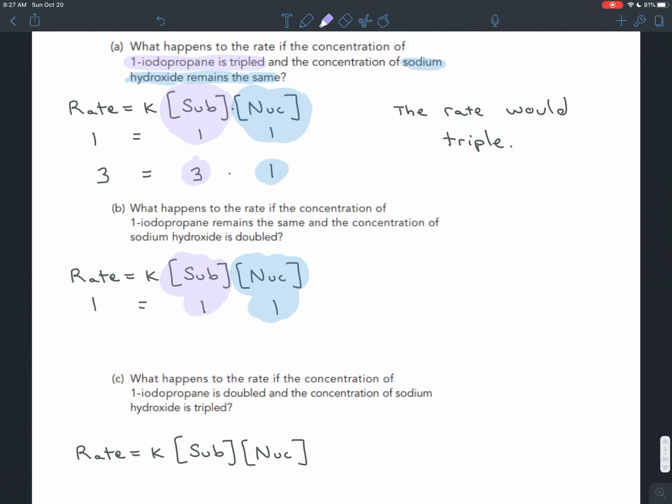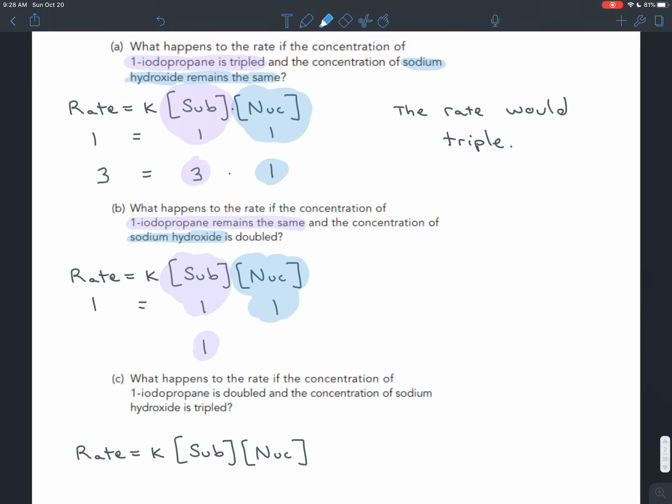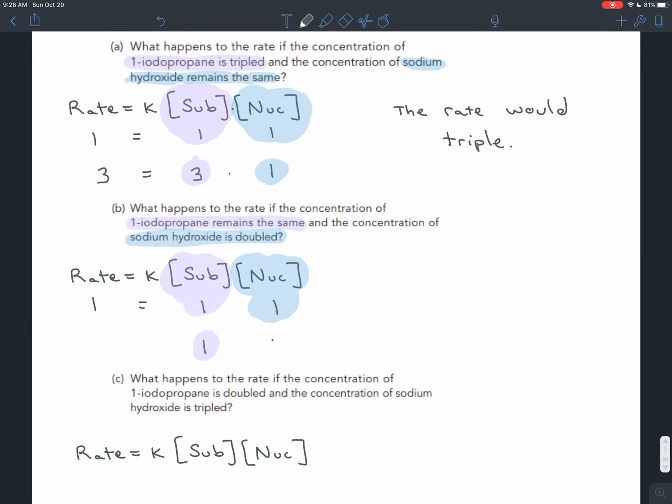So they say, what happens to the rate if the concentration of 1-iodopropane, that's our substrate, remains the same, so that'll stay 1, and the concentration of sodium hydroxide, that's our nucleophile, is doubled. Well, if it starts out as 1 and you double it, it becomes 2. You multiply these, and the rate would double.